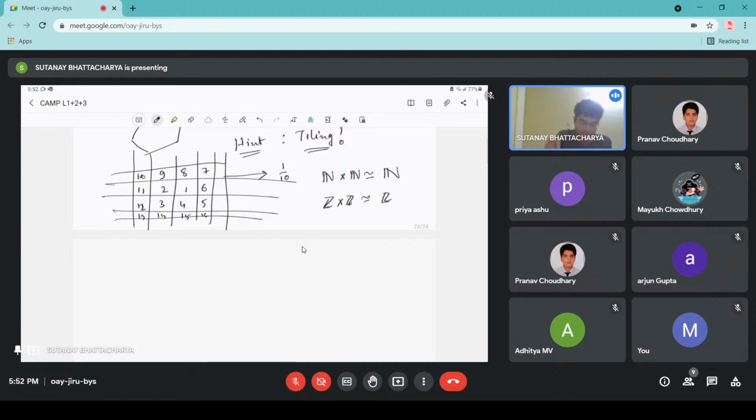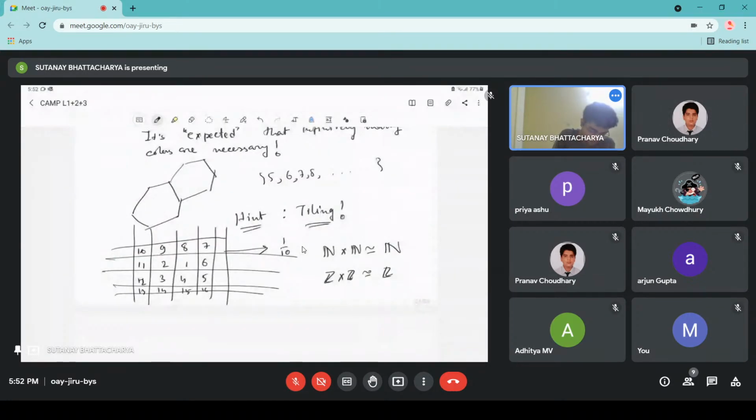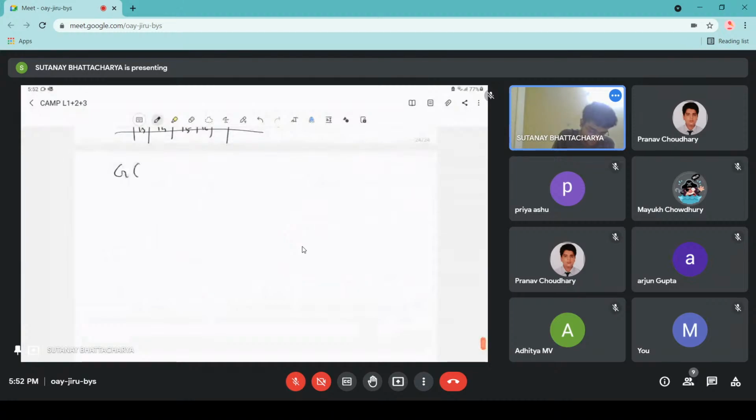So that proves countable colors are enough, but that doesn't prove anything significant. So yeah, since I was going to talk about the chromatic number of Q2, this is terrible notation.